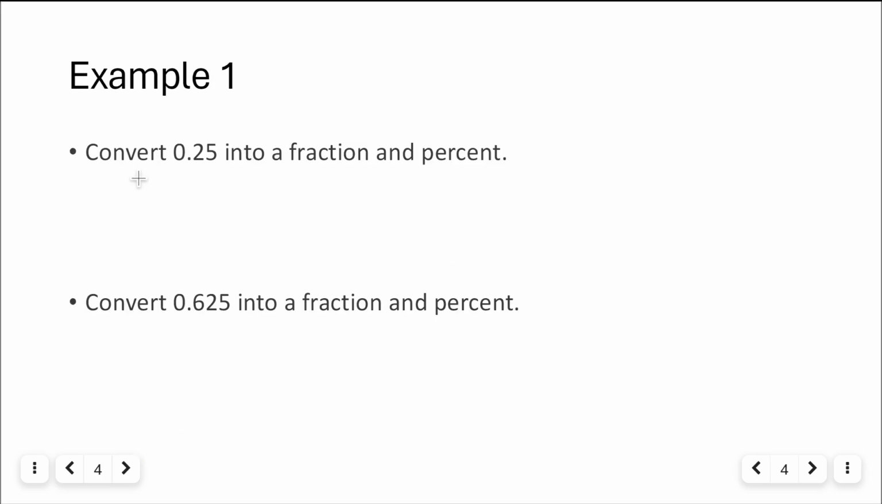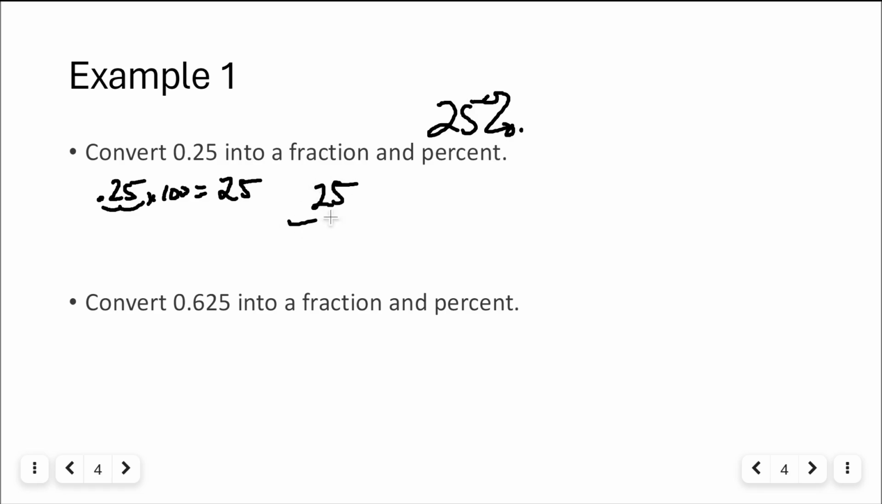Okay. So if I want to take 0.25 and convert it into a fraction and a percent, let's do this first. 0.25, I'm going to multiply it by 100. That means I move the decimal 2 spots to the right. It gives me 25. So that's 25%. That's my percentage. All right. And then as a fraction, that would be 25 over 100, which I can reduce, put in lowest terms. 25 goes into each. 25 into itself once, 25 into 100 4 times. And that's 1/4.